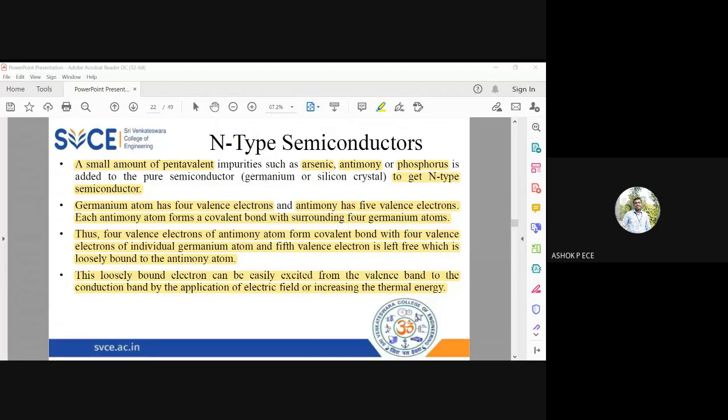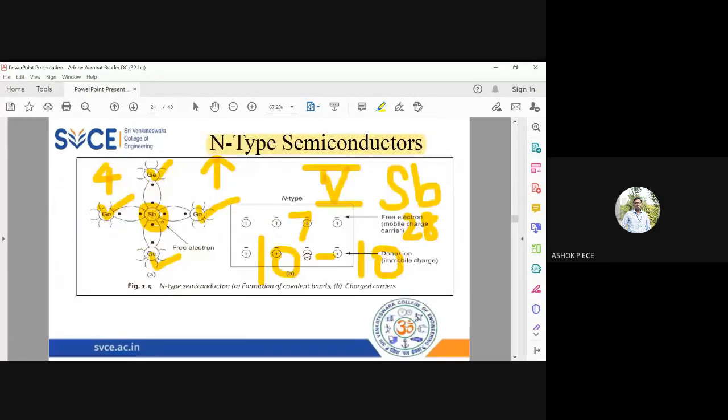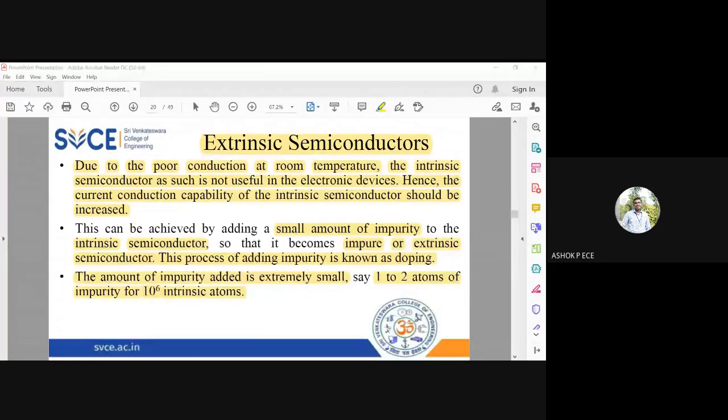Can anybody summarize what is N-type? Why do we go for N-type? Why do we go for extrinsic semiconductor first? What is the need for going to extrinsic semiconductor? To increase conductivity at room temperature. Very good. And how do we obtain that? By adding impurities, by doping the semiconductor. Yes, one type of impurity we have seen is N-type.